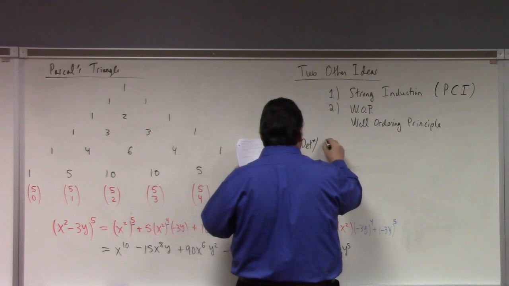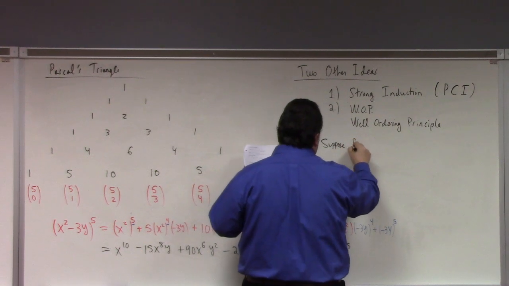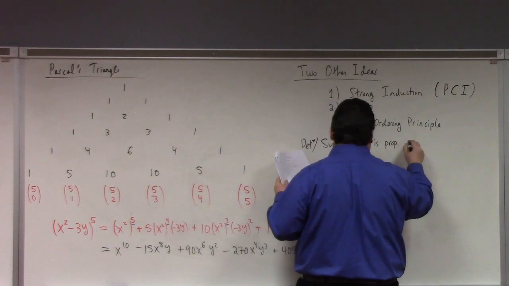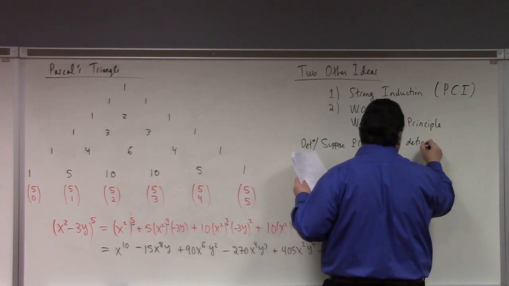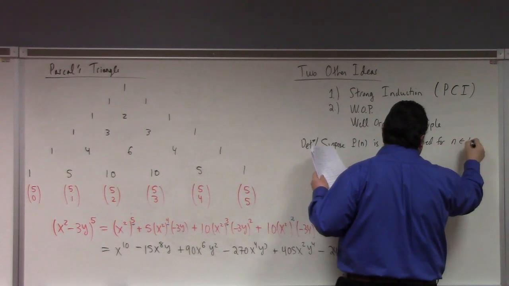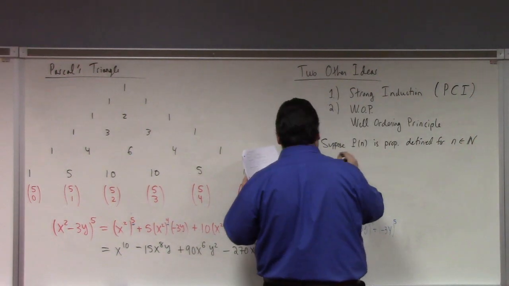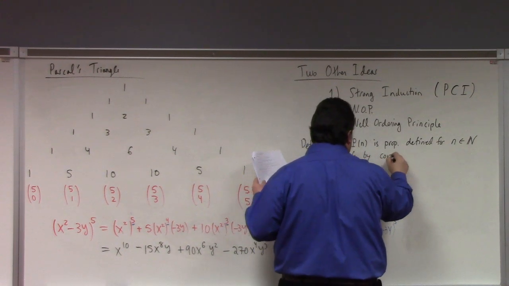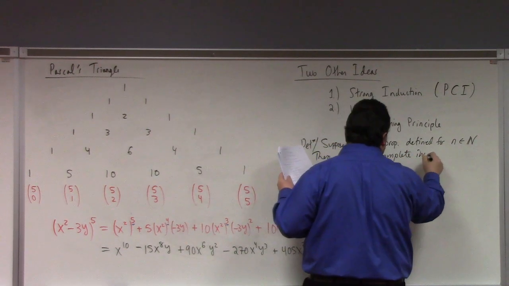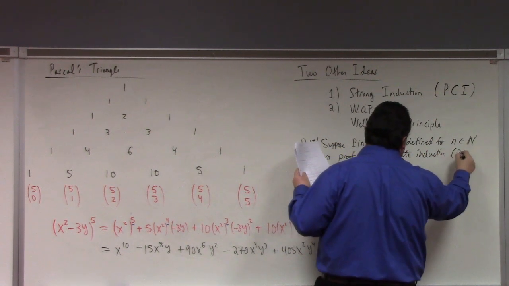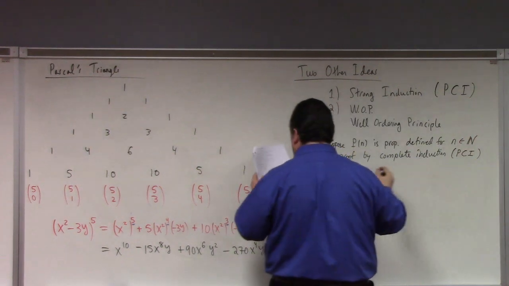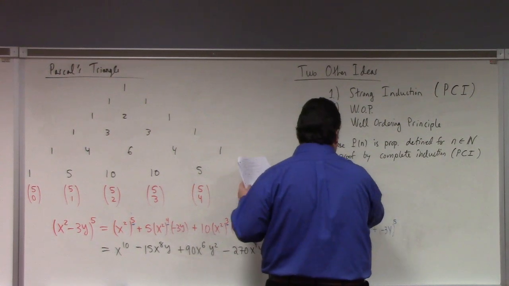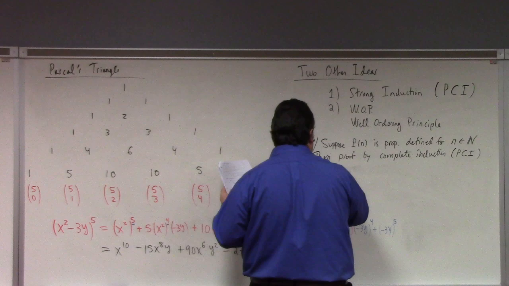So here's the definition of strong induction. Suppose P of n is a proposition defined for n in the natural numbers. Then proof by complete induction, or PCI, also known as strong induction, constitutes the following argument.